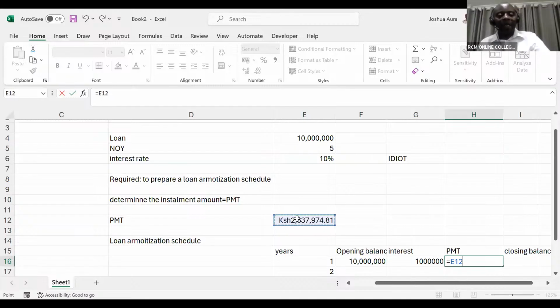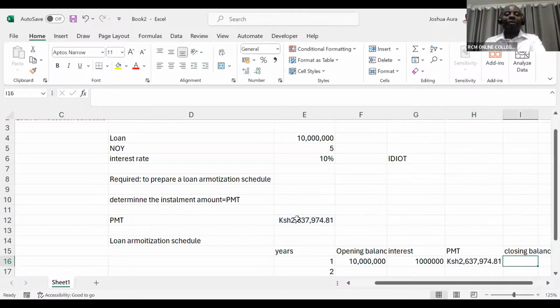Lock it up by saying F4. Once I say F4, I need to tab to move to the right. Tab is the key on top of your caps lock. When I press it, I'll be able to go to the closing balance, which is the last column.